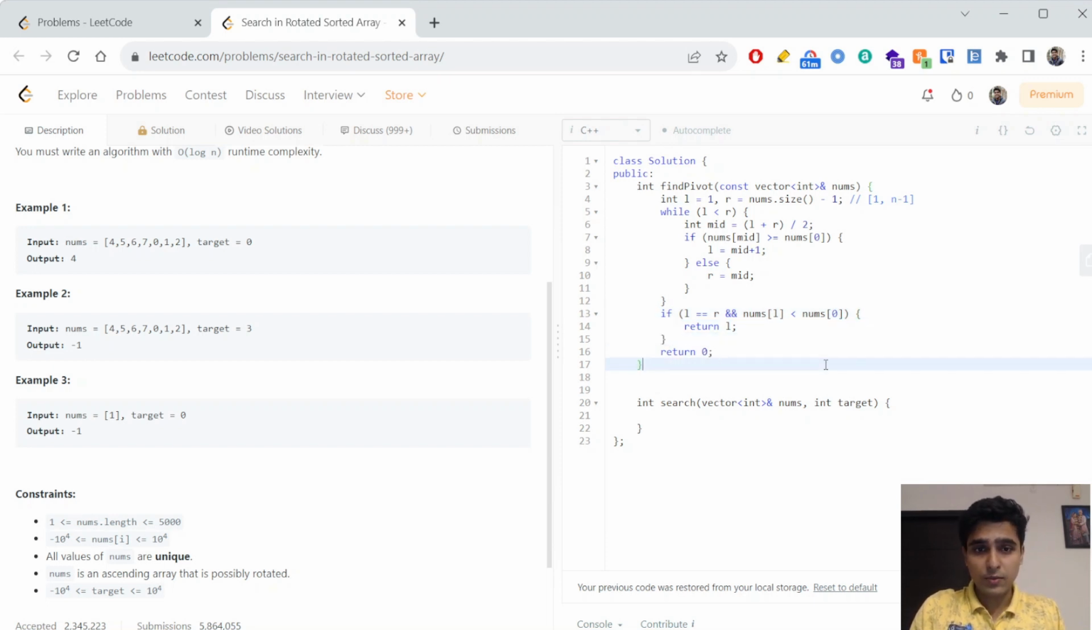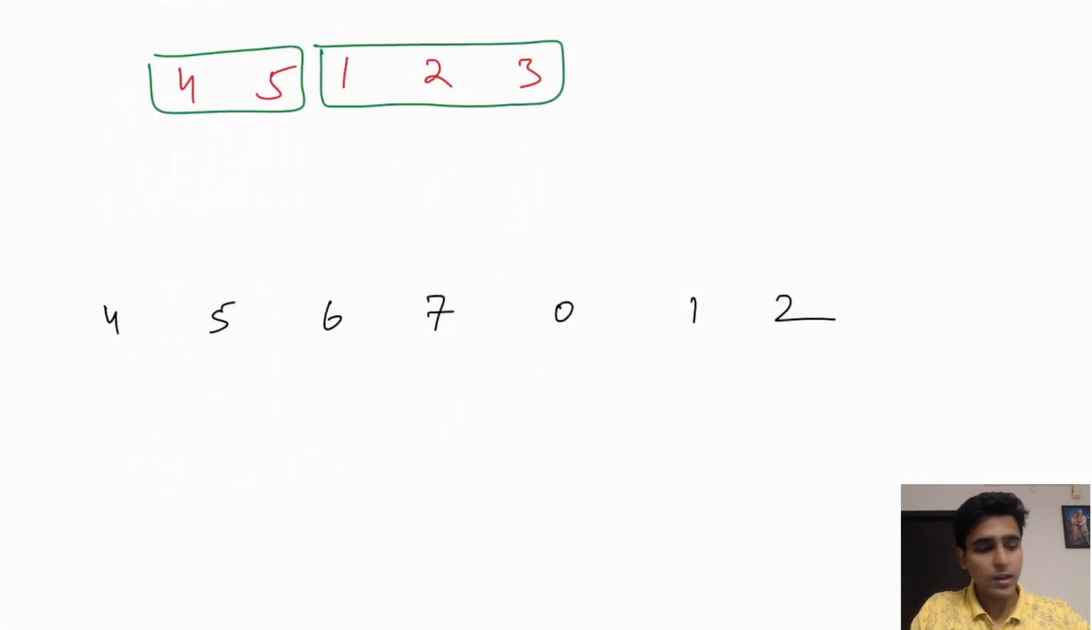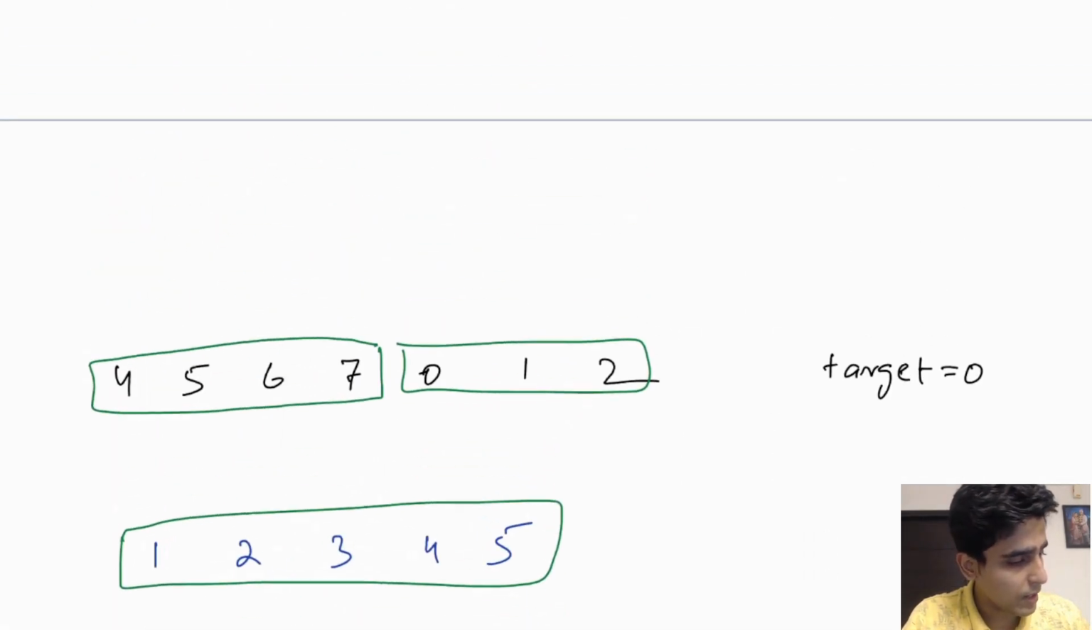Okay, so with this we have found the pivot. Now we will take the pivot, let's call it P only. Now we have divided the array into two parts. Okay, now let's go back to our board. Now say we have divided our array into two parts.